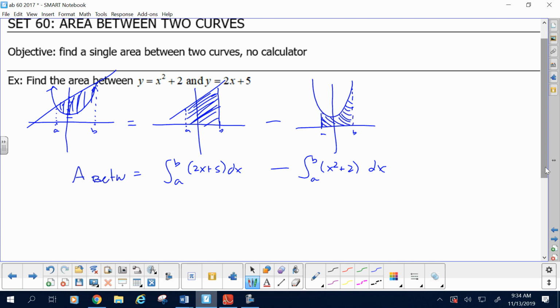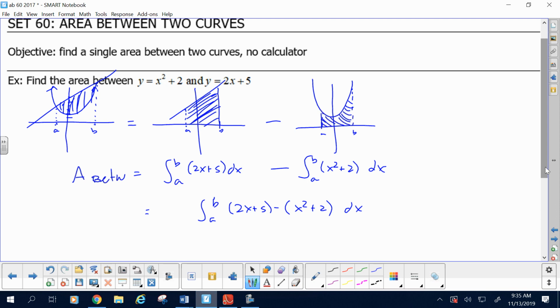We typically go the reverse. When we integrate a sum, we can split it into separate integrals, yeah? Can that be reversed? And when we have separate integrals, can we put them into one? Sure. We can make this the single integral of 2x plus 5 take away x squared plus 2.